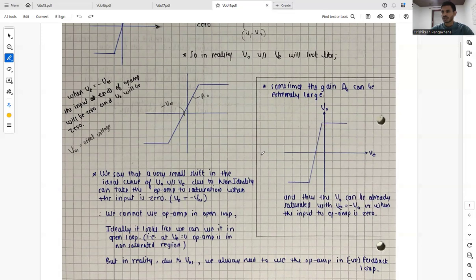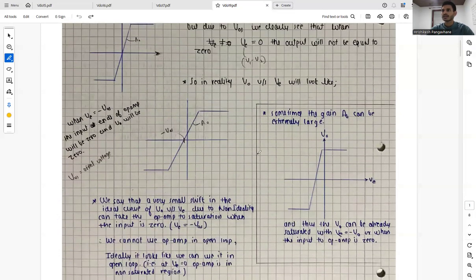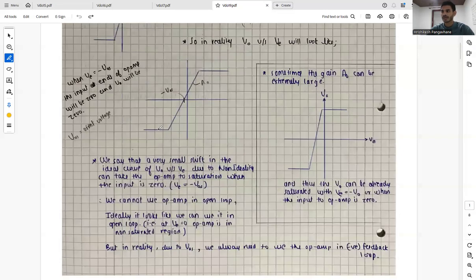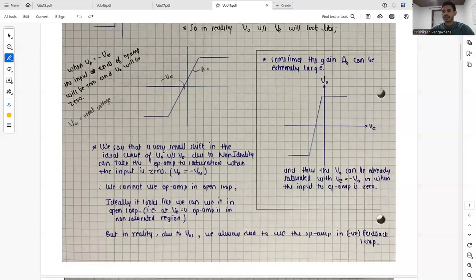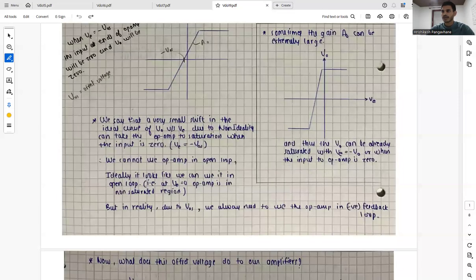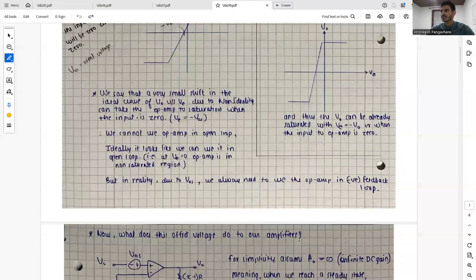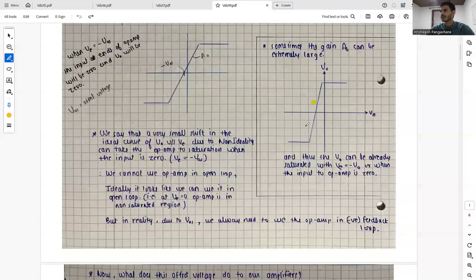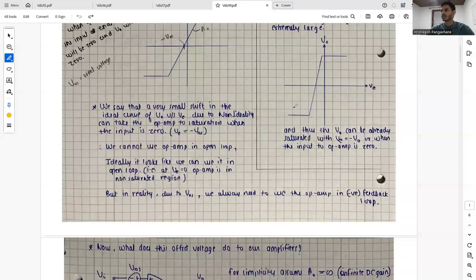And ideally, it looks like we can use the op-amp in open loop, but we cannot use the op-amp in open loop. As VE equals 0, the op-amp is in the non-saturated region when we are seeing the ideal case. But in reality, due to VOS, we always need to use the op-amp in a negative feedback loop. And here is how we have shown that.